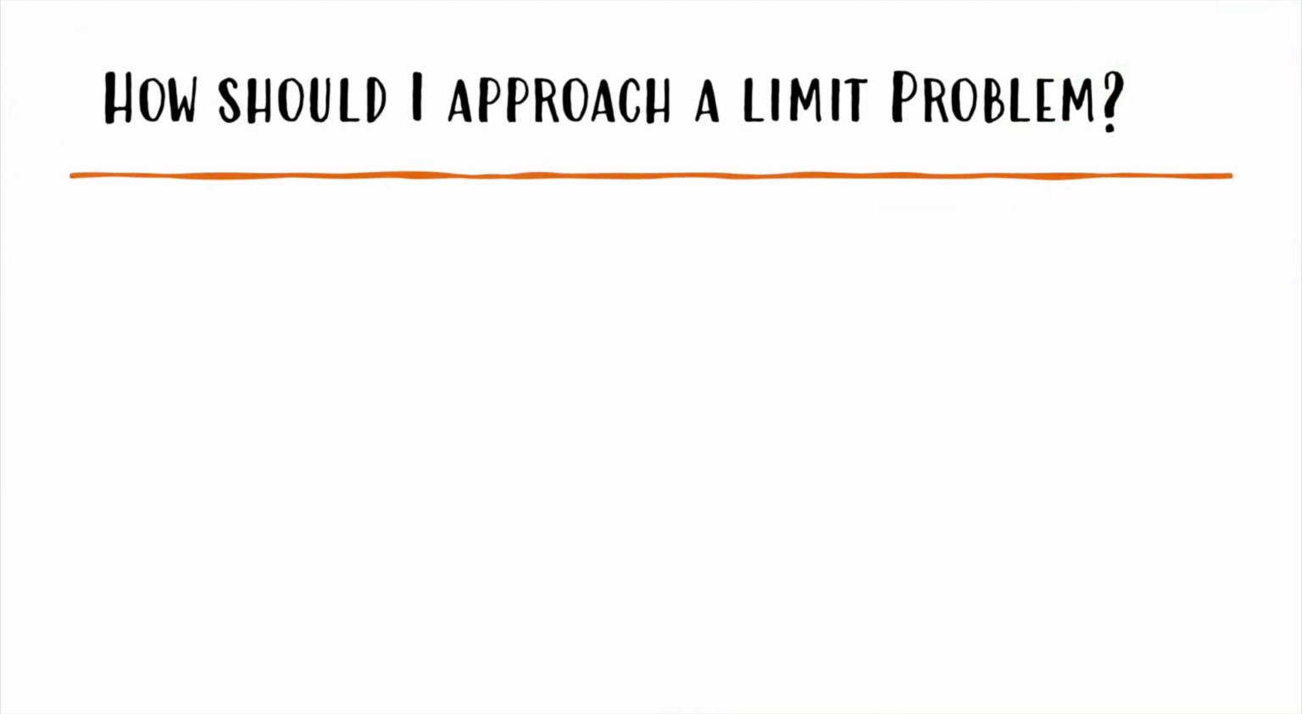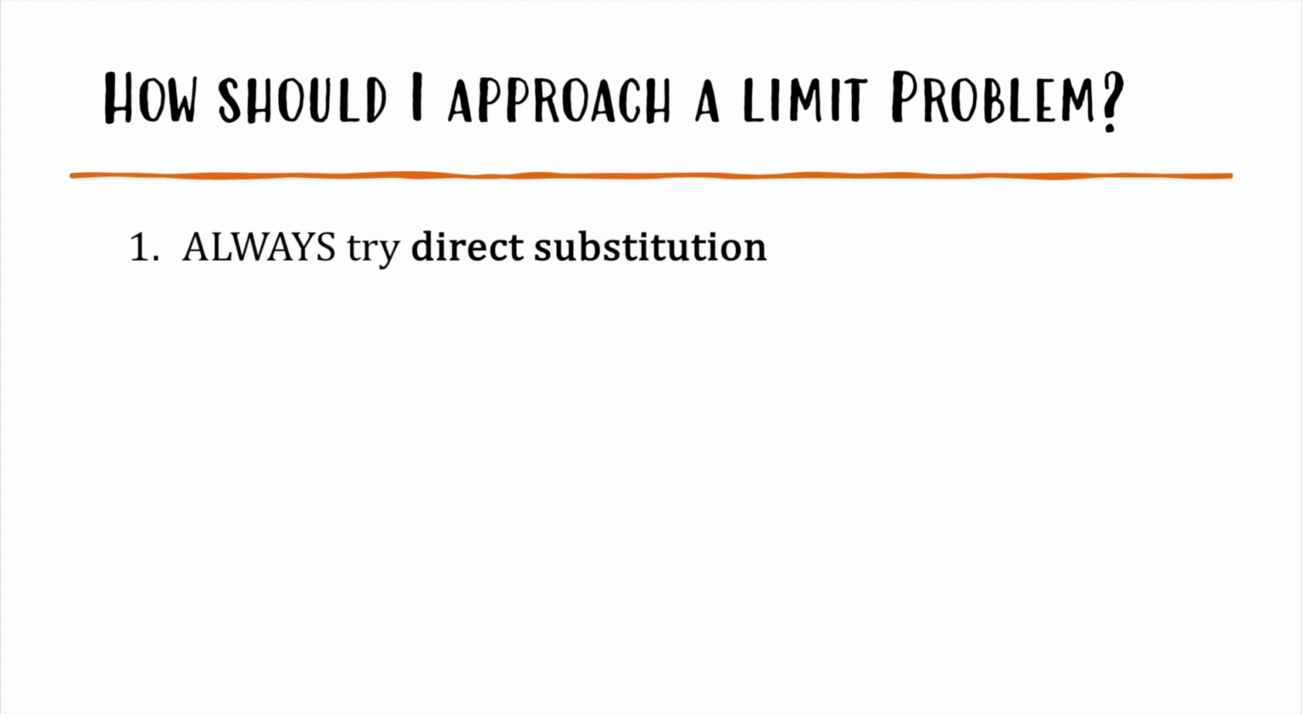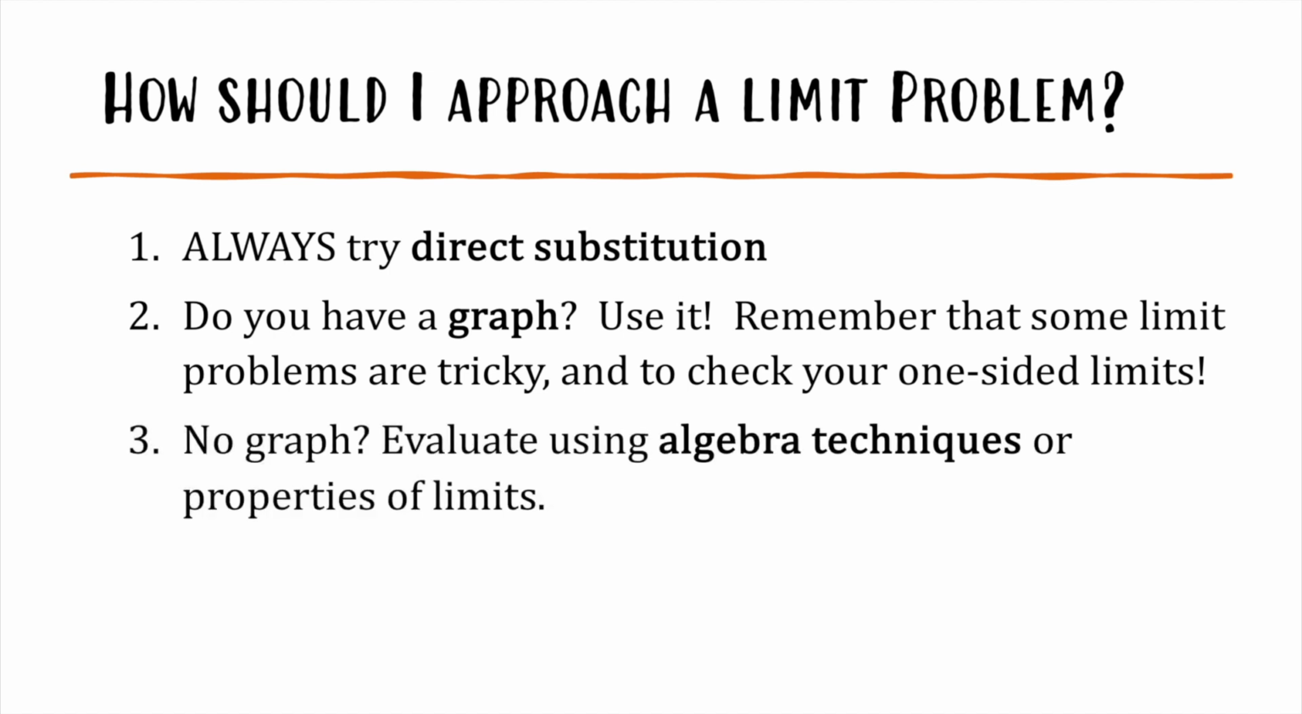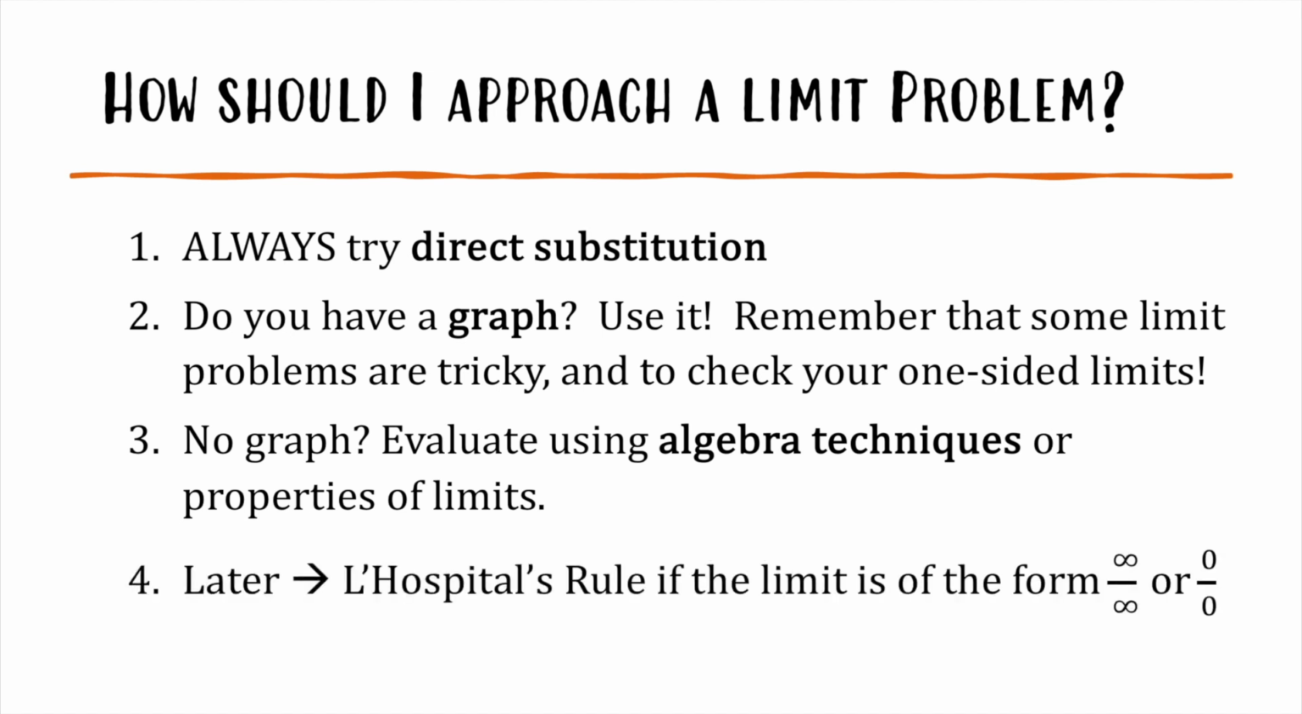Now, how should you approach a limit problem? First of all, you always try direct substitution first. I'll show you what that means in just a few minutes. Number 2, if you have a graph, use it. Remember that some limit problems are tricky, and check your one-sided limits. We talked about one-sided limits last time. 3, if you don't have a graph, evaluate the limit using algebra techniques or properties of limits. And number 4, later, in a couple chapters, we're going to learn L'Hopital's rule for limits that are in indeterminate form.